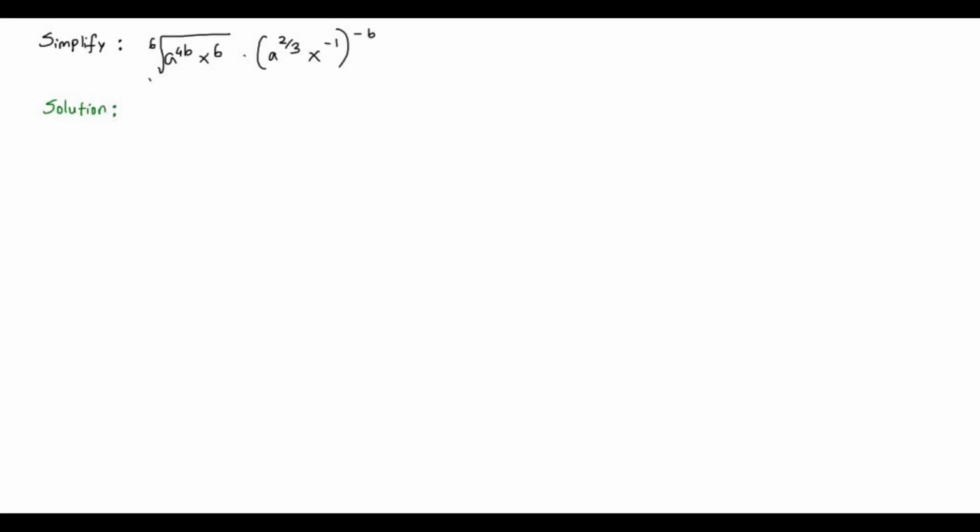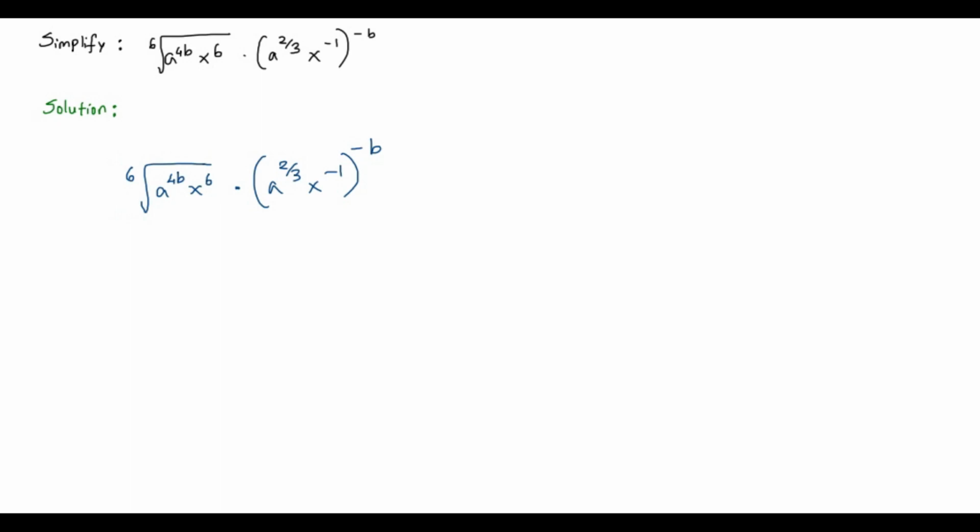Here we have a problem on indices, that is, we have to simplify the given expression. Okay, let me rewrite the given expression. That is, the 6th root of (a to the power of 4b times x to the power of 6) times (a to the power of 2 divided by 3 times x to the power of minus 1) whole to the power of minus b.